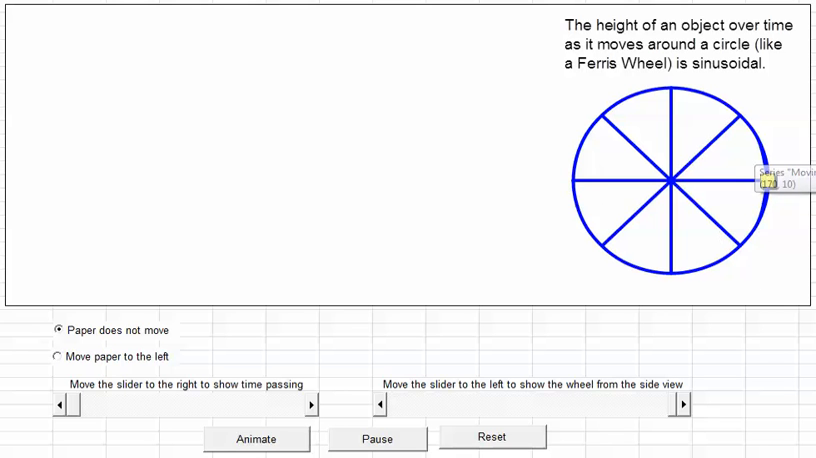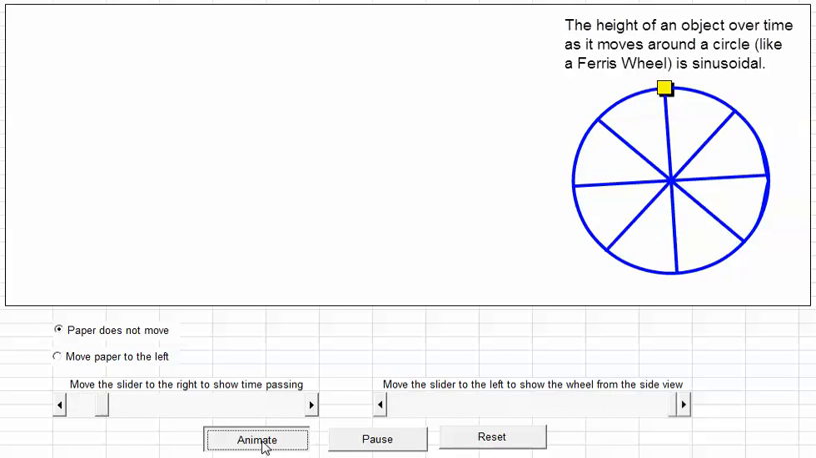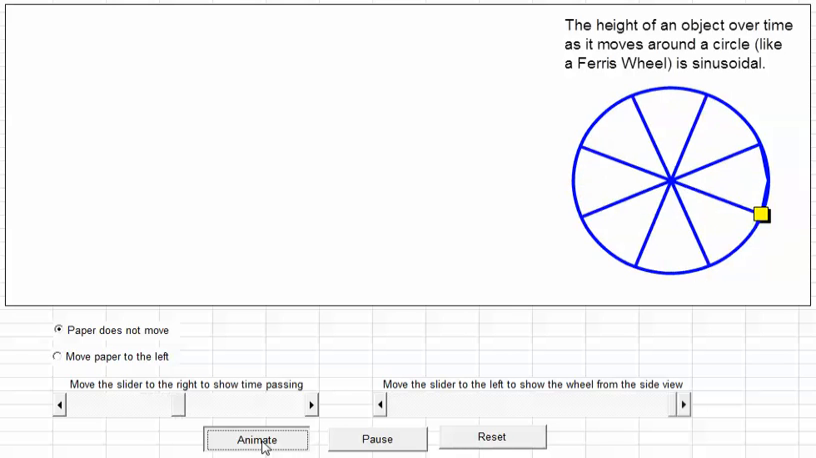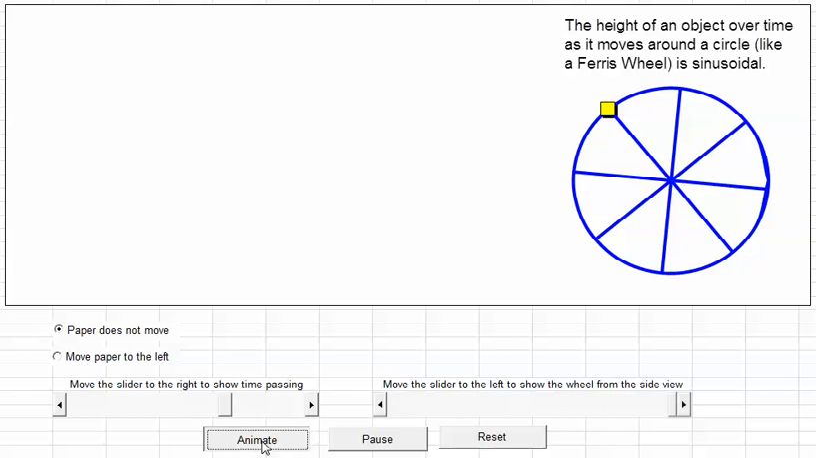Consider this image that's supposed to represent a Ferris wheel, and this is a bucket on the Ferris wheel, or a seat in the Ferris wheel, going around. And so we can animate this showing the passage of time. So here the bucket is going around. Now let's say it goes around for 2 revolutions.